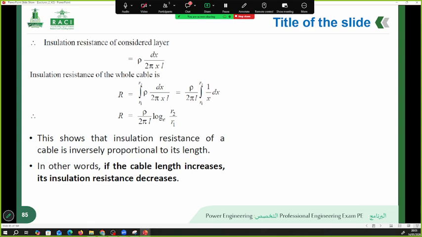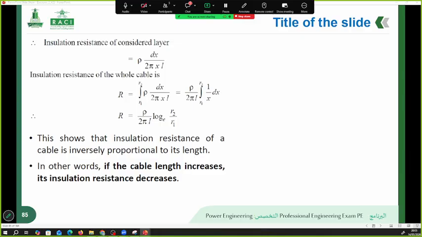So the final slide presents a mathematical derivation for calculating the insulation resistance of a single core cable. The derivation begins by considering a cylindrical layer of insulation at radius x with a thickness of dx. The insulation resistance for this tiny layer, denoted as dR, is given by the formula dR equals rho dx over A, where rho is the resistivity of the insulation material and A is the area through which the leakage current flows.